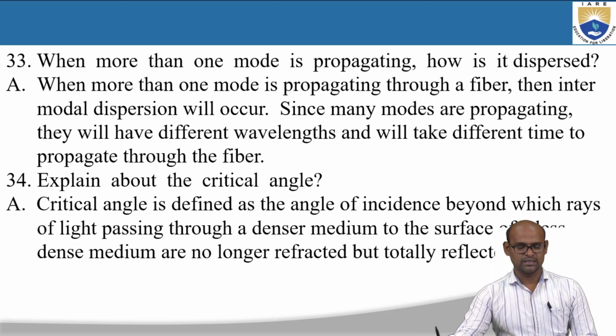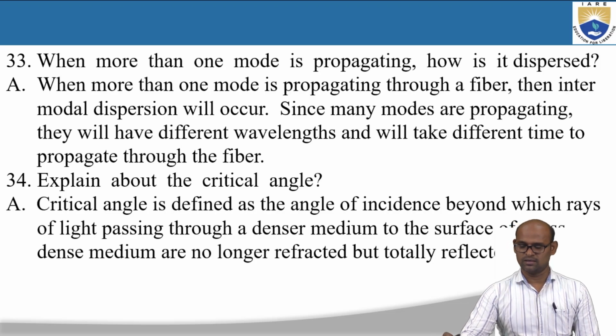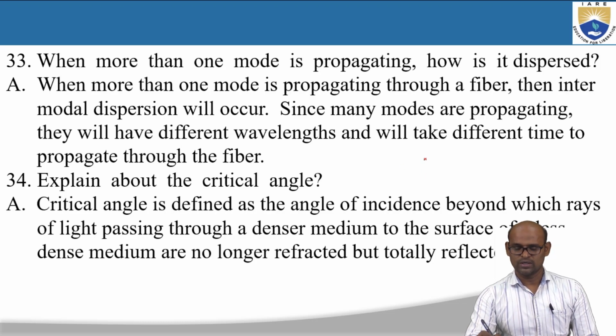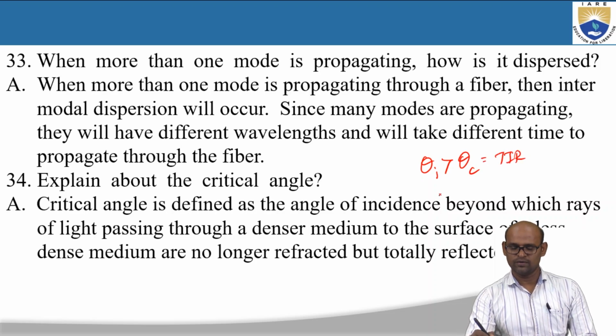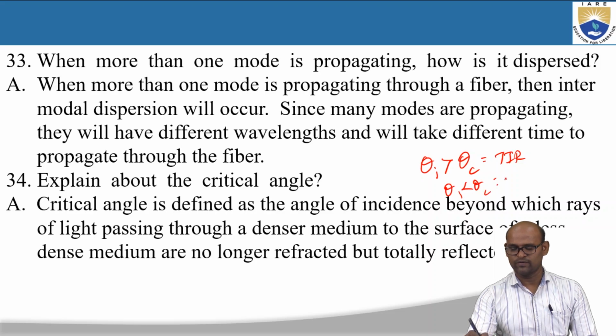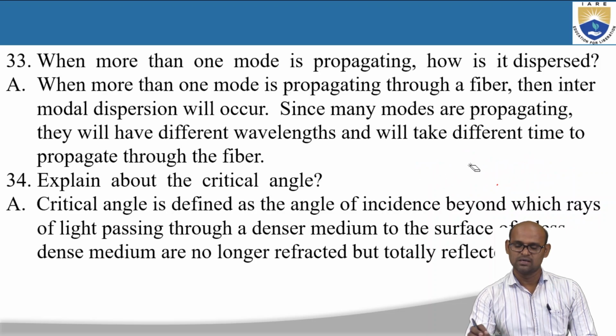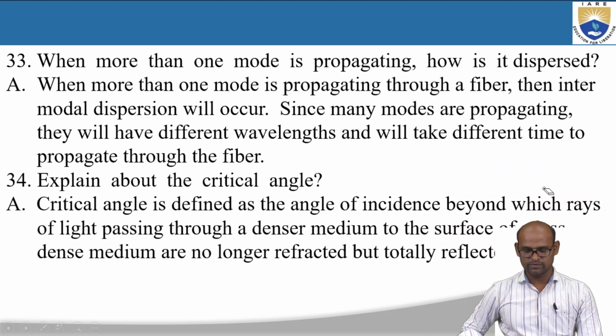Explain about critical angle. Critical angle is defined as the angle of incidence beyond which rays of light passing through a denser medium to the surface of a less dense medium are no longer refracted but totally reflected. If theta I, the angle of incidence, is greater than the critical angle, only then you will have total internal reflection. If theta is less than theta C, you will have refraction and reflection. If theta is equal to theta C, you also have reflection, as well as grazing of the light at the interface between core and clad.